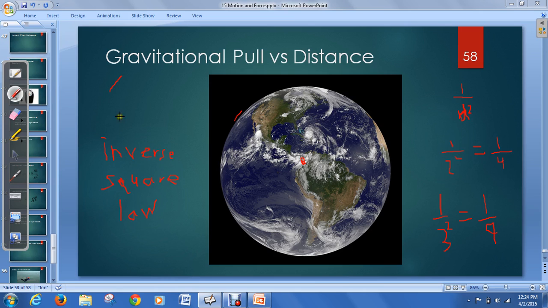Again, it doesn't affect us because we're pretty close to the surface. We don't change our distance very much. Even satellites are pretty close. It's when you really start to get far out away from the surface that you start to see these different gravitational pulls. So it's not constant. It is for us on the surface, but the further you go out, you start to see less and less force. All right, so that's all for this lesson.